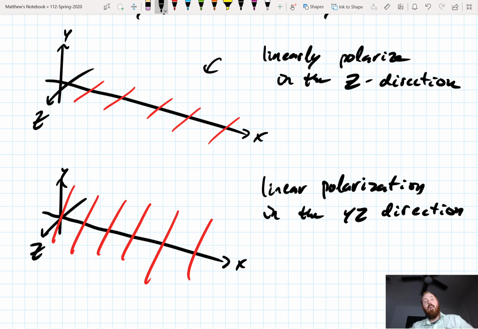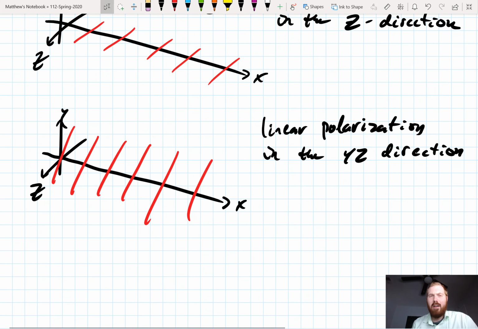So what we're doing is talking about what does the wave look like as it's oscillating? Is it doing like this? Is it this? Is it some combination of the two? Is it another category? There's a lot of different polarization states. This will be the last one we draw.